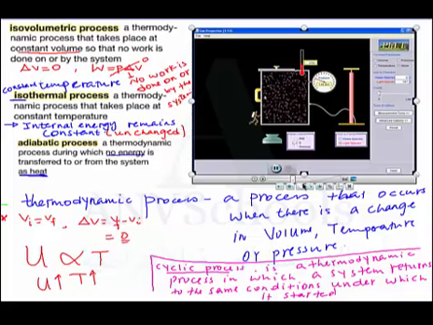The third type of process is called the adiabatic process. This is a thermodynamic process during which no energy is transferred to or from the system in the form of heat. So energy is not transferred to the system, or released from the system, as heat. The fourth type of thermodynamic process is the cyclic process. This is a thermodynamic process in which a system returns to the same condition under which it started. So these are the four common types of thermodynamic processes.